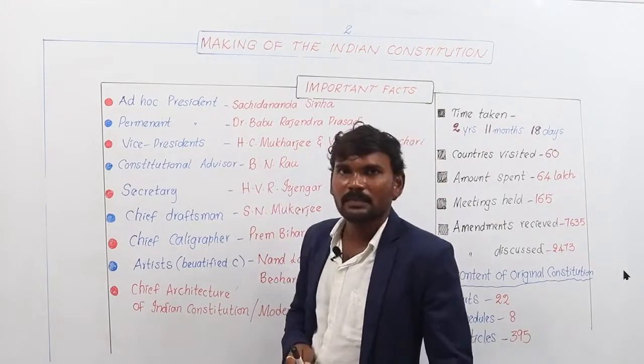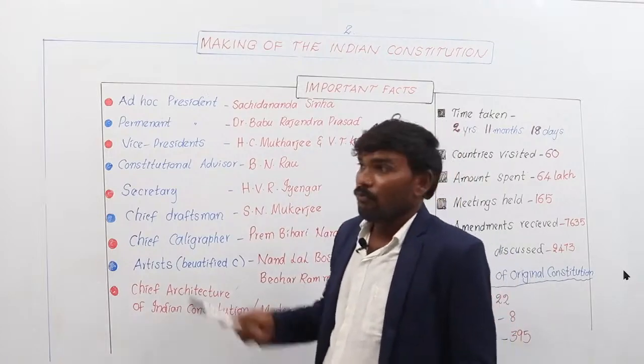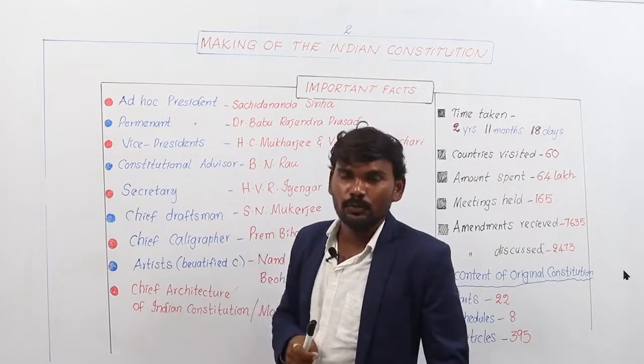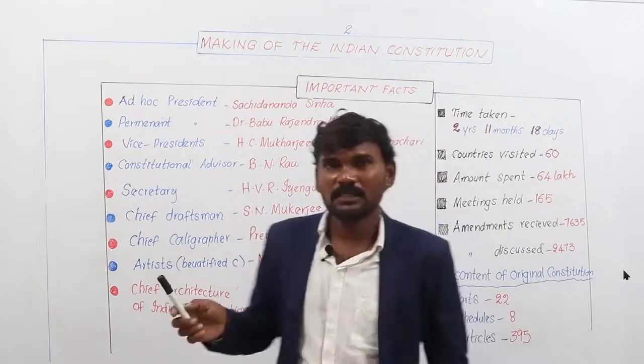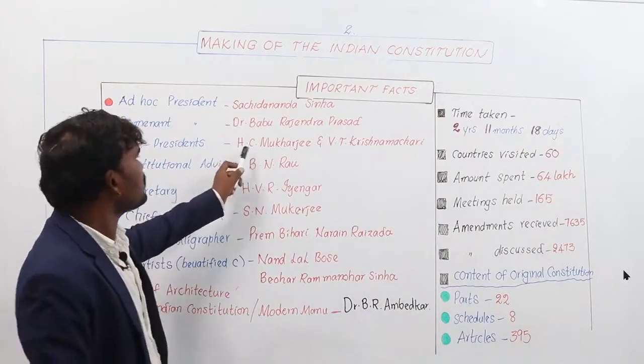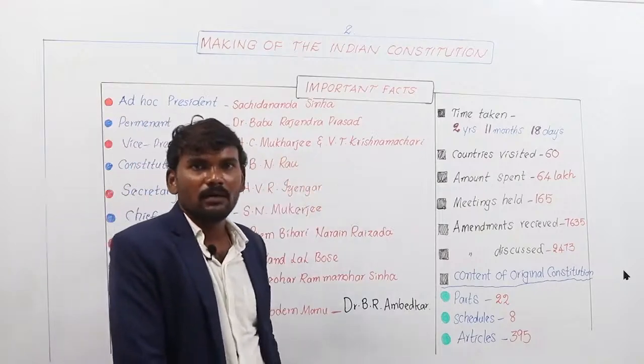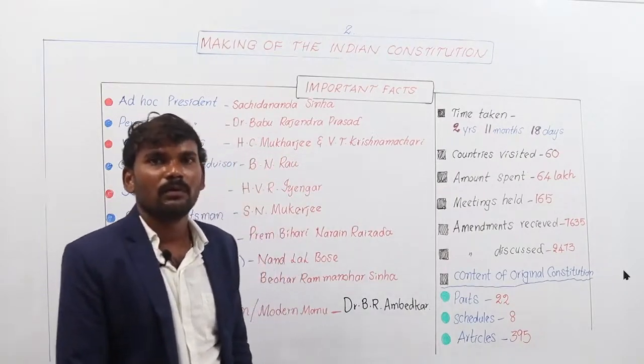Okay, coming to the next one, the permanent president of the Constituent Assembly, you know well, is Babu Rajendra Prasad. Vice presidents of the Constituent Assembly were also elected on December 11th, 1946. The vice presidents are H.C. Mukherjee and V.T. Krishnamachari, not T.T. He is V.T. Krishnamachari. H.C. Mukherjee and V.T. Krishnamachari were the vice presidents of the Constituent Assembly.